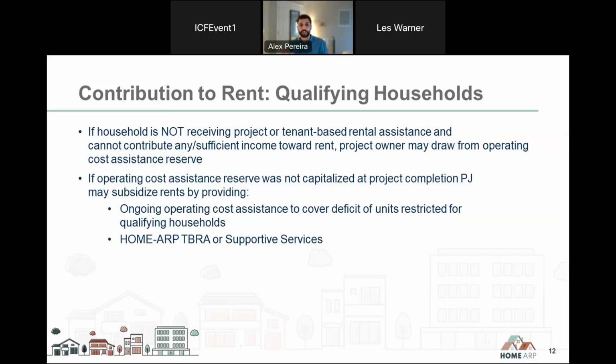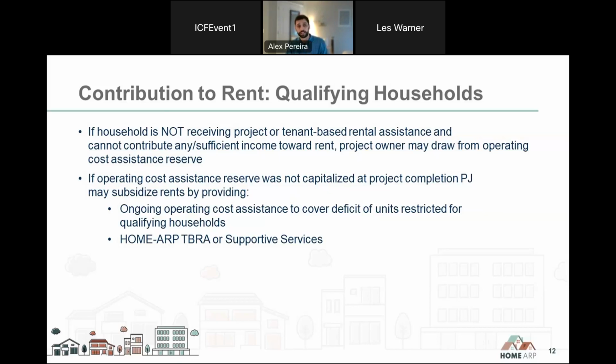In addition to capitalizing that reserve, and Les will cover the reserve in more detail later on, if that reserve is not capitalized at the completion of the project, the PJ can also subsidize rents in the project in a couple different ways. First of all, it can provide ongoing operating cost assistance, on an ongoing basis to cover the operating deficit of the units restricted for QP households.